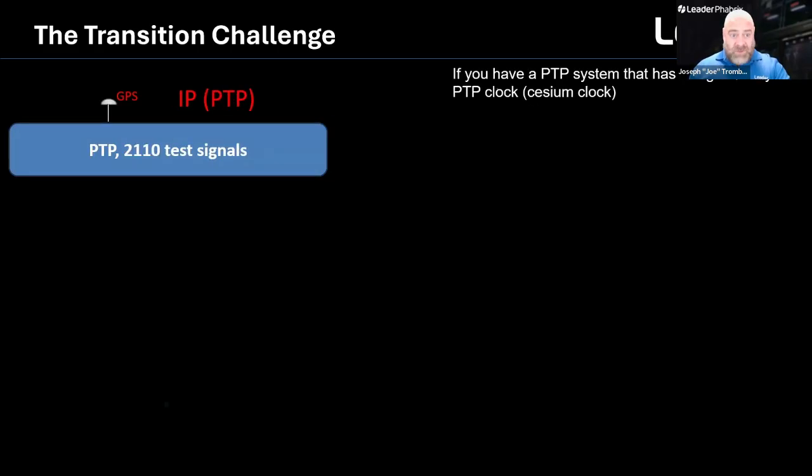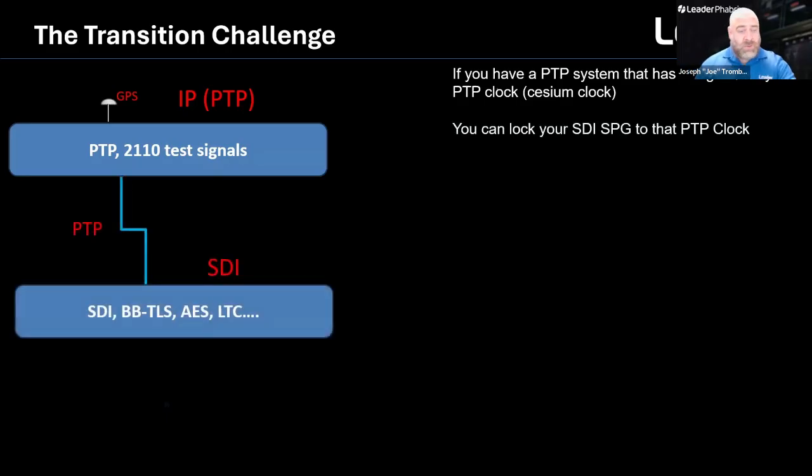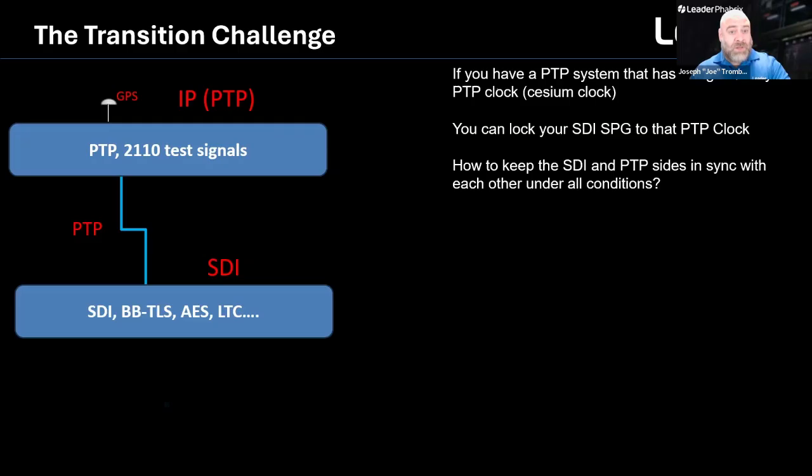So this is the inverse model. We use a high-quality PTP source, potentially a cesium-backed system, and lock the SDI SPG to PTP. That improves timing alignment between the SDI and IP domains, but if the PTP reference is lost, you can still end up with split sync behavior between the two sides.